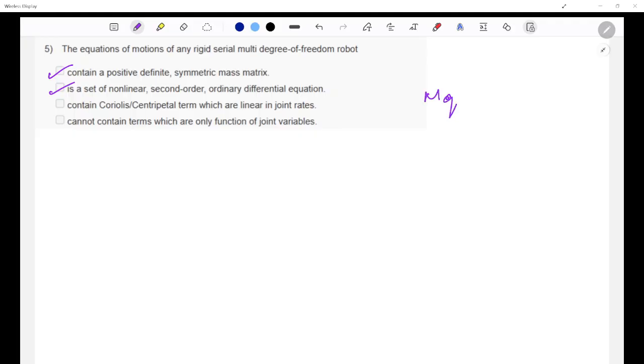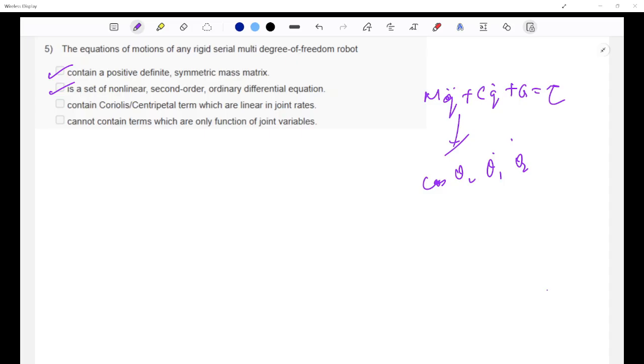We wrote M(q) q double dot plus C(q, q dot) q dot plus g(q) is equal to torque. So the robot dynamic equation contains second order terms because acceleration appears here. It is non-linear because non-linearities appear due to trigonometric terms, velocity products, and coupling between the joints. We saw terms like cos theta 2 into theta 1 dot, theta 2 dot. Ordinary differential equations involve derivatives with respect to time only. Thus they are non-linear second order ODEs.